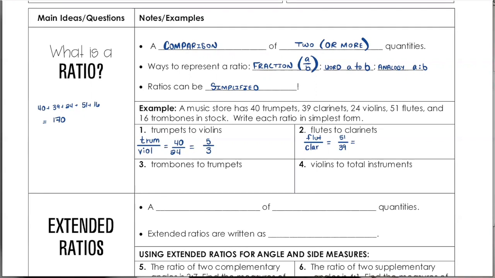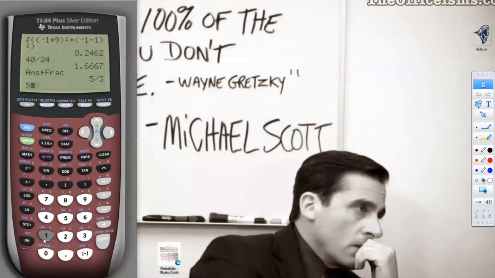Well, let's see. So we go 51 divided by 39. And from here, I could even hit MathFrac from right here. I don't have to get the decimal first. If I just hit math and then frac, it'll take my fraction and keep it as a fraction. 17/13.